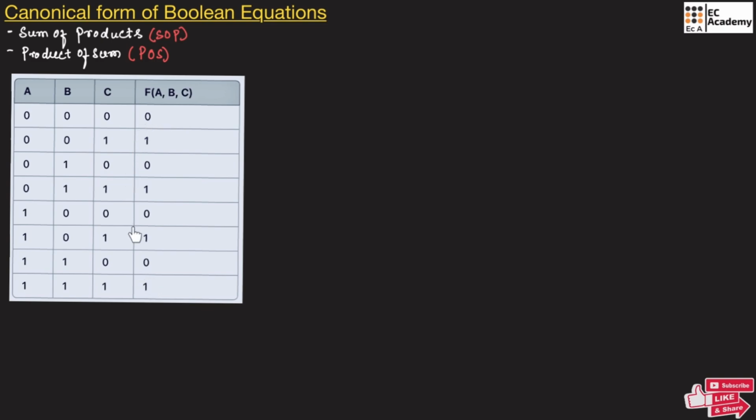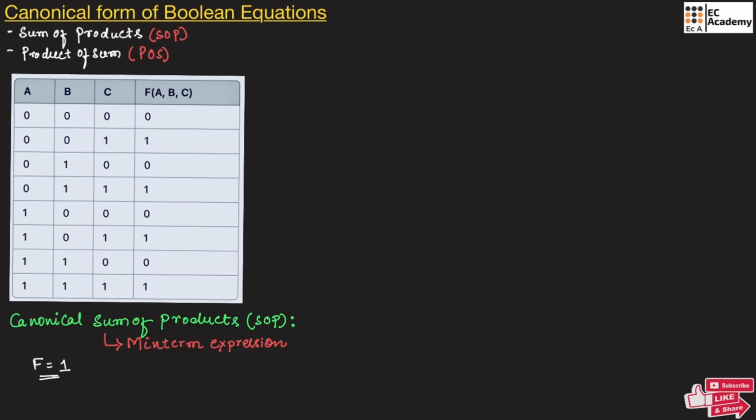Our main focus will be to write this function in canonical form, which is sum of product and product of sum. First, let us understand canonical sum of products. So from this truth table, let us derive sum of product form. This sum of product is also known as minterm expressions. To write the sum of product equation, we need to focus on the function where output is 1. So we need to concentrate on the output where f is equal to 1 to write sum of product, which is minterm expression.